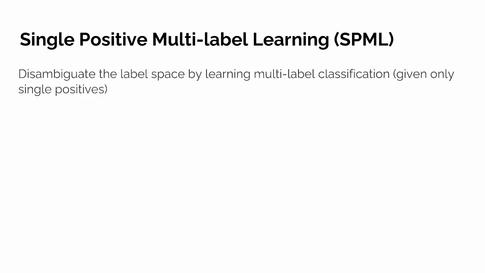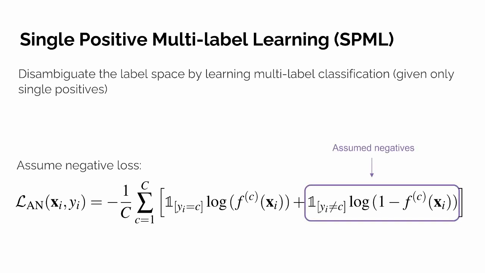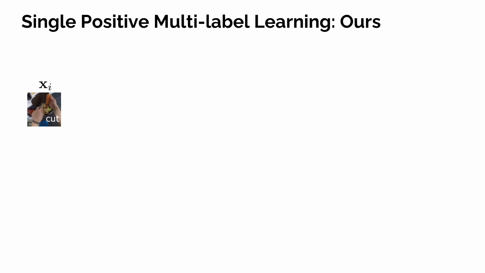We approach the problem in single positive multi-label learning settings. The goal is to disambiguate the confusing label space by learning multi-label classification, but given only single positive labels. The most naive baseline of this problem is called assume negative. Assume negative loss basically learns binary cross-entropy multi-label classification, but assuming that all unannotated classes are negatives instead of recognizing the unknown. We proposed a solution to this problem by generating pseudo-labels.